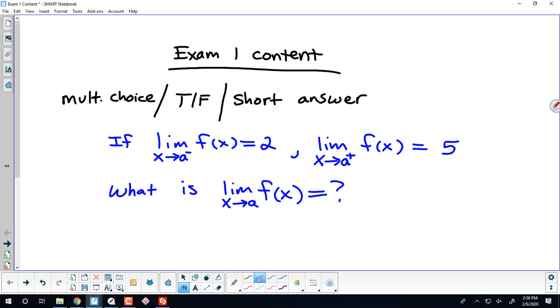So something like that. And short answer, you could just say does not exist, because you know that in order for a two-sided limit to exist, the one-sided limits have to be equal. So that's kind of the idea with multiple choice, true false, or short answer.